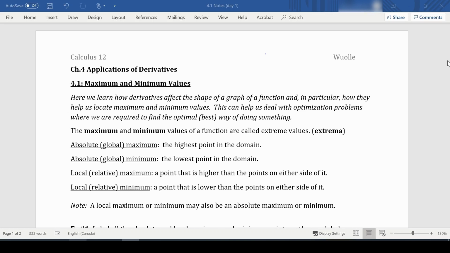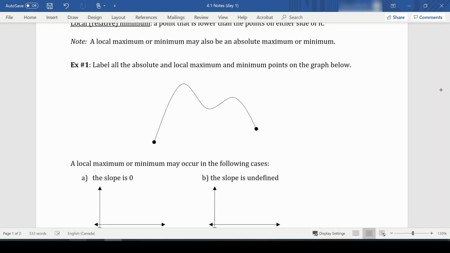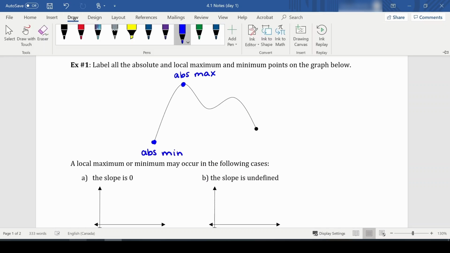Okay, we're going to take a look at an example here. If we look at this curve, we're going to label all of the absolute and local maximum and minimum points on the graph below. So the absolute minimum and absolute maximum are the highest points you see anywhere on the graph. So this one here would be our absolute maximum. And this one here would be our absolute minimum. The first one that we just did is the highest point anywhere on the curve, and the second one is the lowest point anywhere on the curve.